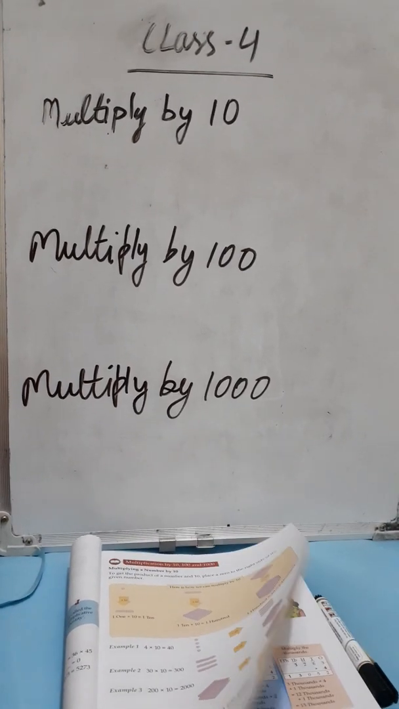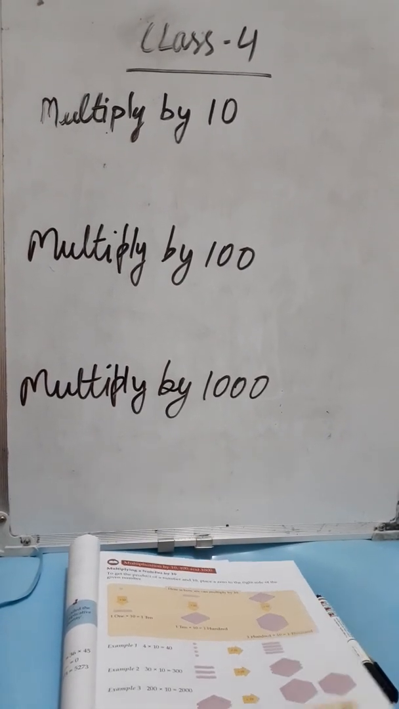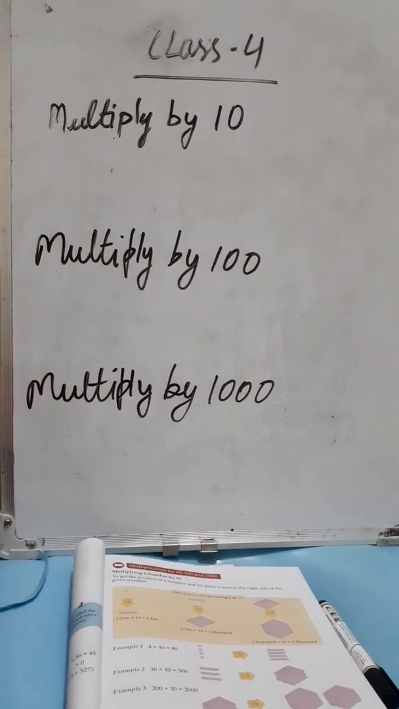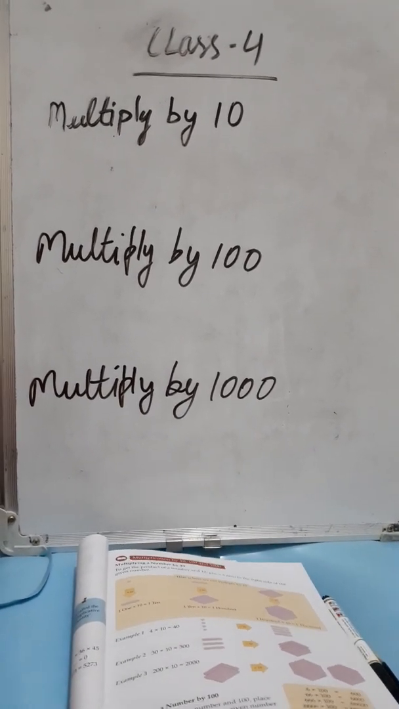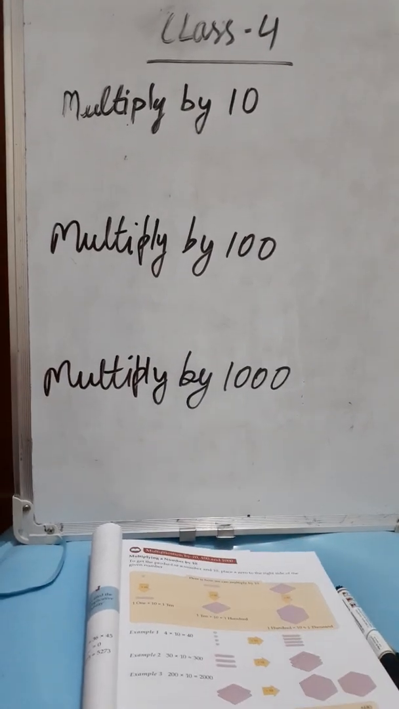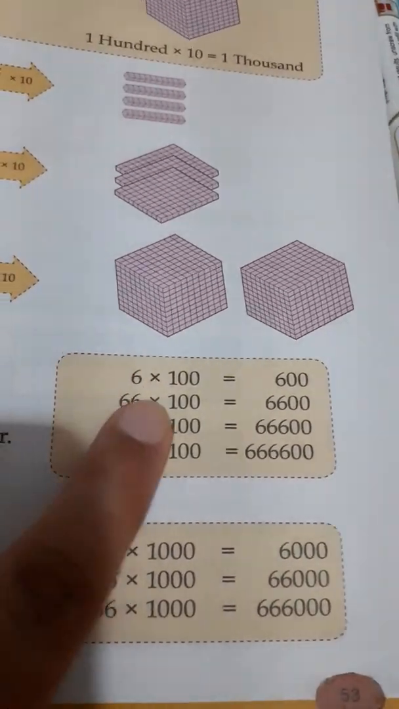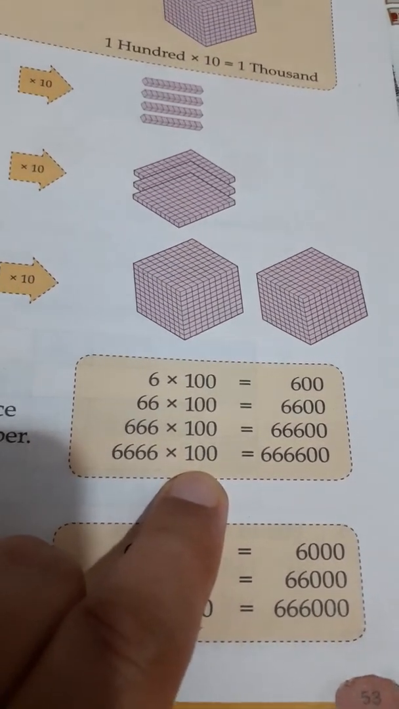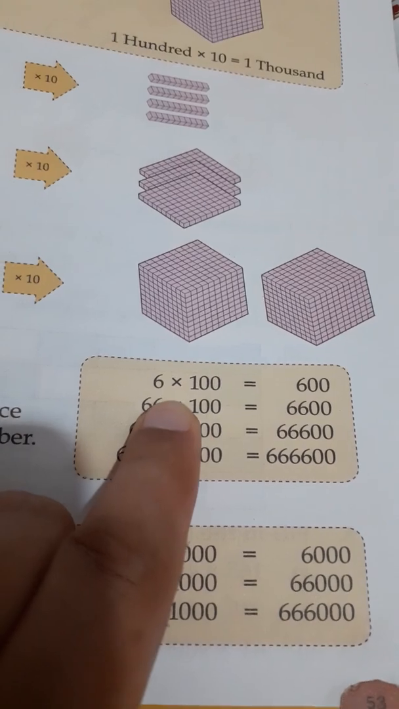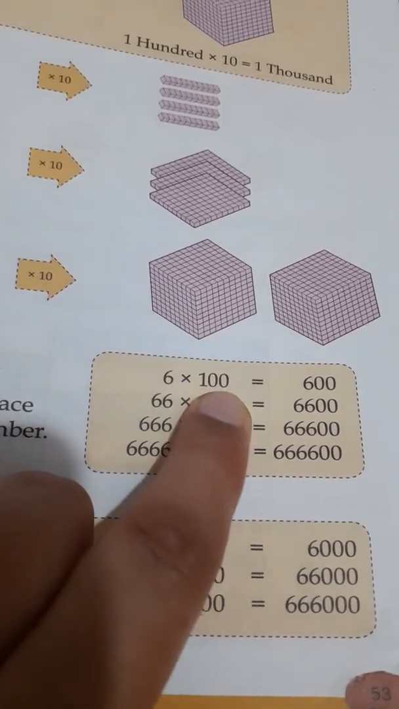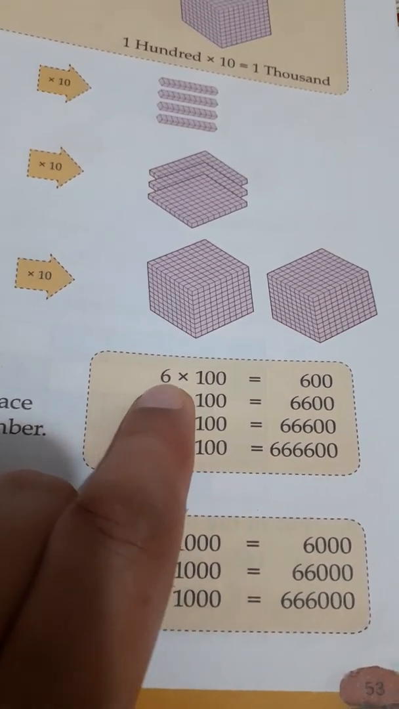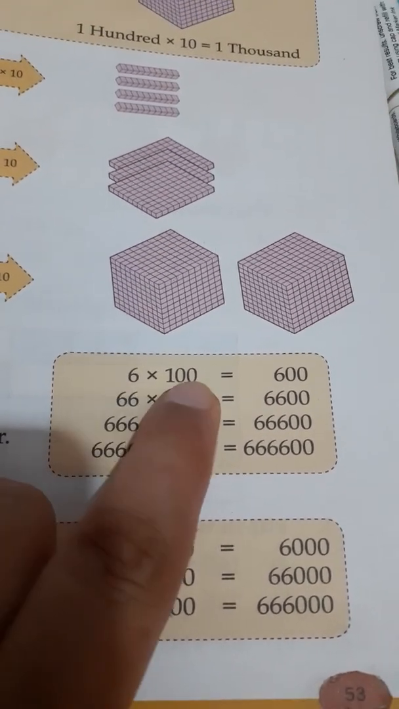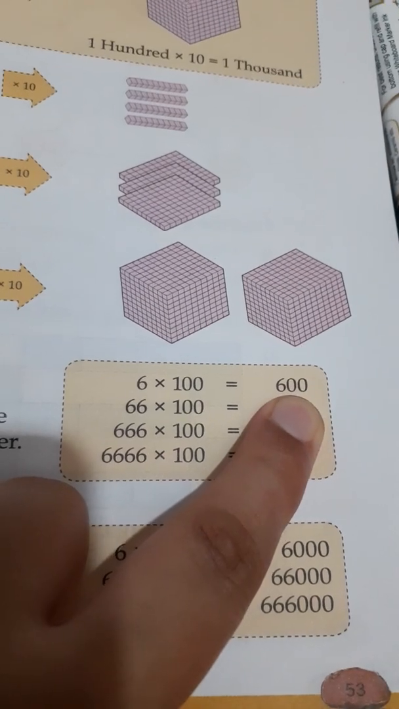In our earlier classes, we have studied the properties of multiplication, and today we have to learn the multiplication by 10, by 100 and by 1000. As you can see here, these are the numbers of multiplication by 100. First, when we multiply any number by 100, we do not calculate the number again and again; we simply put 2 zeros after the number.